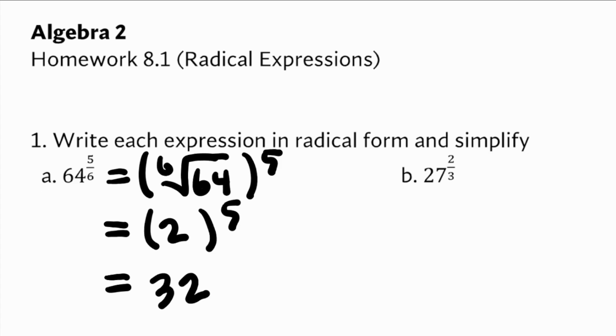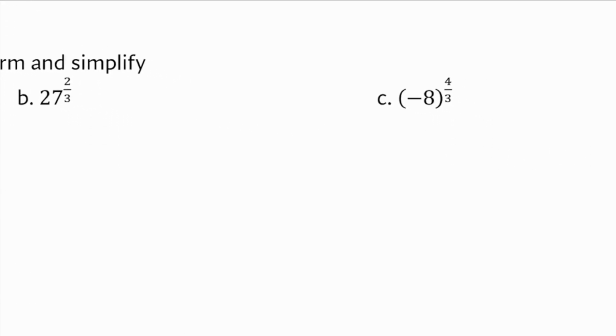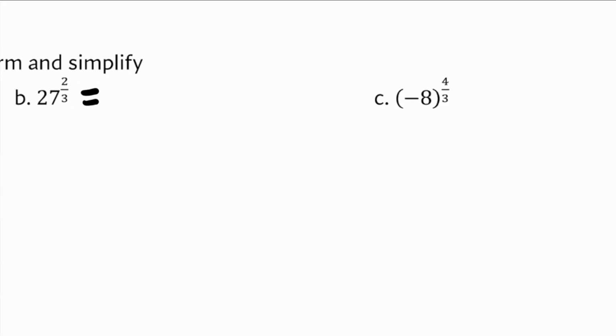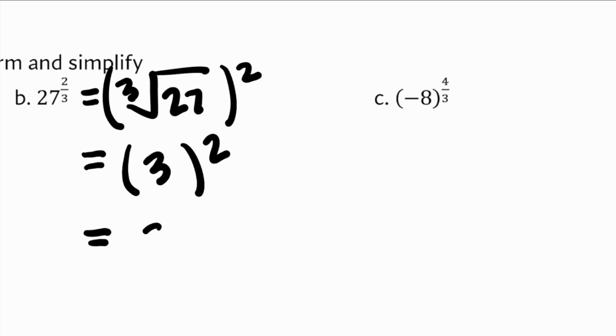The second one's 27 to the 2/3 power. Okay, so we're going to start with the denominator of the fraction and make that the root. So that's the 3rd root of 27, squared. The 3rd root of 27 is going to be 3. We're going to square that, and we'll get 9.